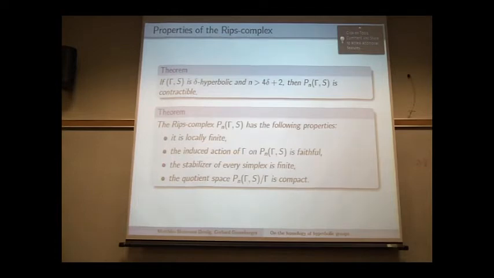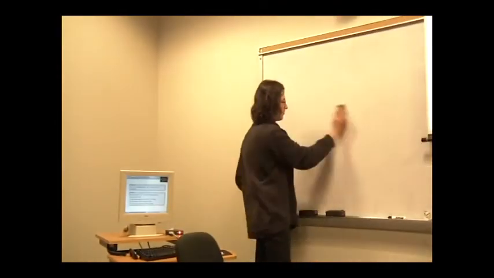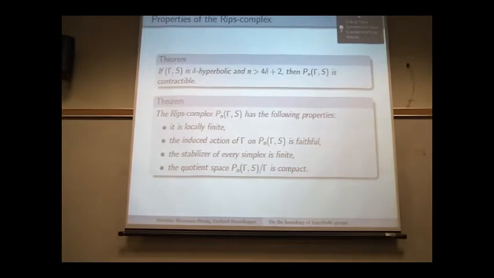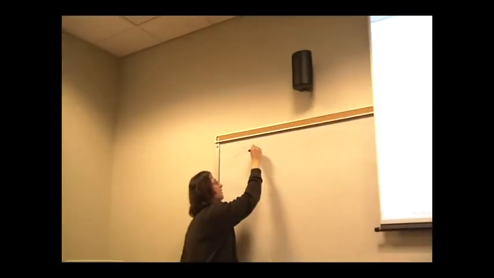Shall I give another definition of the Eilenberg-MacLane space, or is that clear? I'll need it. Okay, so I'll give you one, because I'm going to use it in the proof, which I'm going to outline. So let G be a group.